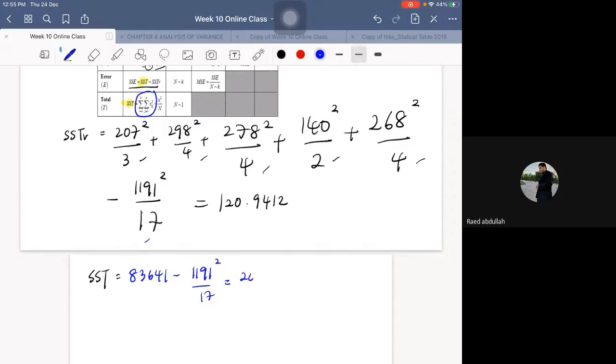200.9411. Okay, so it's going to be 200.9411. You got 11 as well? Yes. So let's use one over here as well if that's the case. Okay, so it's going to be 200.9411.